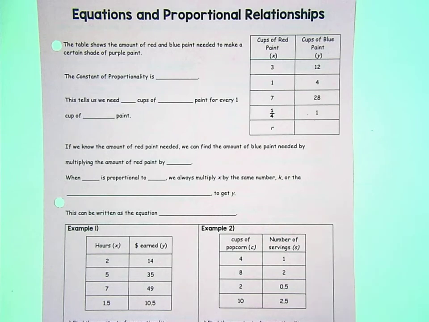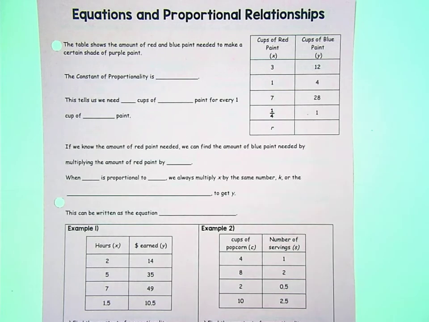Today we're going to take a look at writing equations that represent proportional relationships. So the first example, we're looking at a table that shows the amount of red and blue paint needed to make a certain shade of purple paint. So we know the amount of blue paint is proportional to the amount of red paint. To find the constant of proportionality, we'll review quickly.